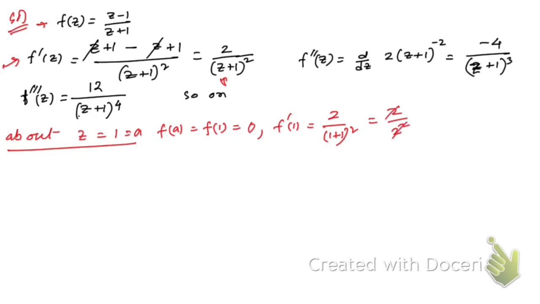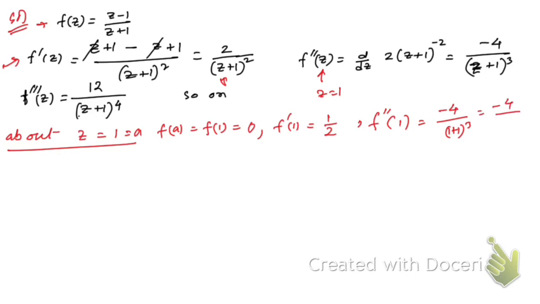If you cancel this 2, then it's going to be 1 by 2. Then if you put z is equal to 1, then f double dash at z is equal to 1, its value is going to be equal to minus 4 by (1 plus 1) whole cube, that's minus 4 by 2 cube. 2 cube is nothing but 8, so if you cancel 8 by 4, you're going to get minus half. So here it's going to be equal to minus half.